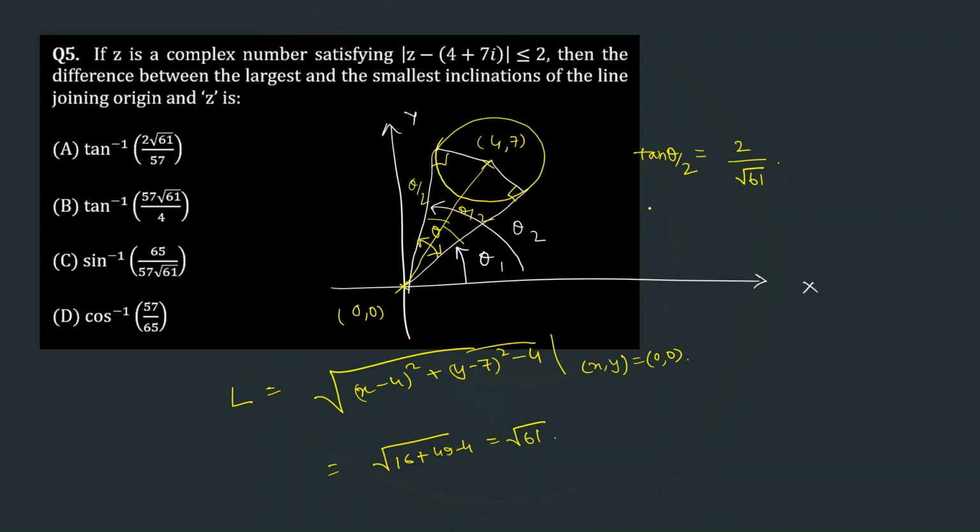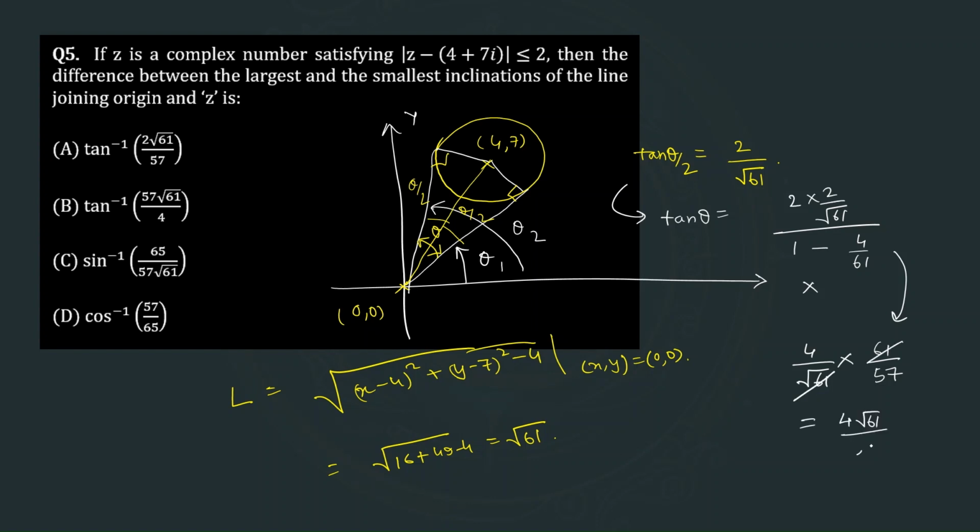Now from here we can easily calculate tan of theta by using trigonometry. So tan of theta will be 2 tan theta by 2 divided by 1 minus tan square theta by 2, which is 2 into 2 by root 61 divided by 1 minus 4 by 61. So if we calculate this, it becomes 4 by root 61 times, this will be 57, sorry, this will be in the denominator. So 57 and this will be 61. Now if we simplify further, it becomes 4 root 61 divided by 57.